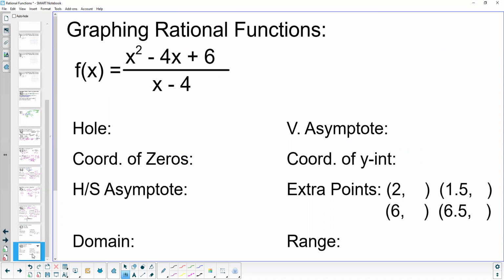So very first, before we do anything else with these, the ones where the top is bigger than the bottom, we want to check to see if we have a hole. So let's start by trying to factor it. What are two numbers that multiply to 6 and add to -4? I don't know about you, but I can't come up with one.